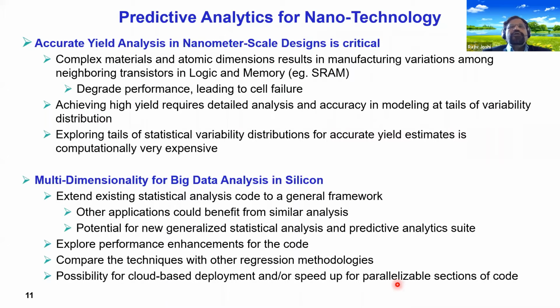So, predictive analytics for nanotechnology. Accurate yield analysis in nanometer scale design is very critical. Complex materials and atomic dimensions result in manufacturing variations along neighboring transistors in logic and memory. Now, here I'm going to talk about SRAM.